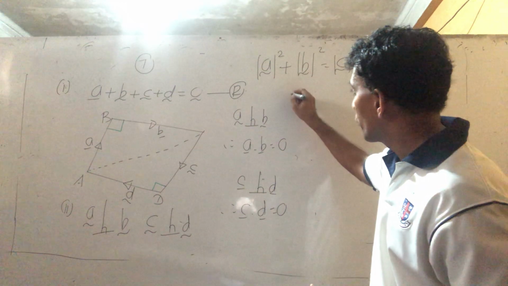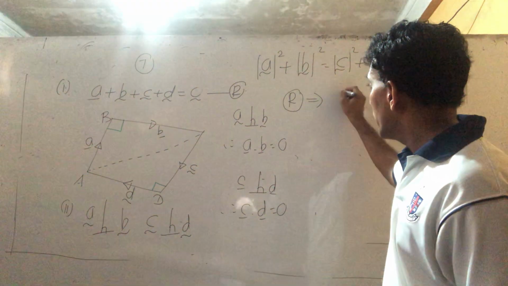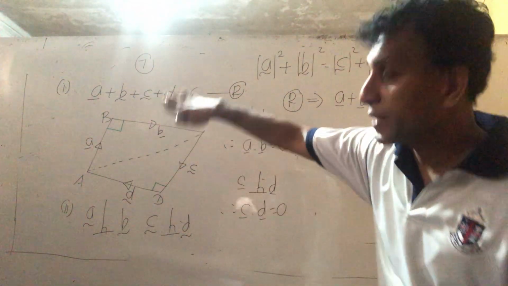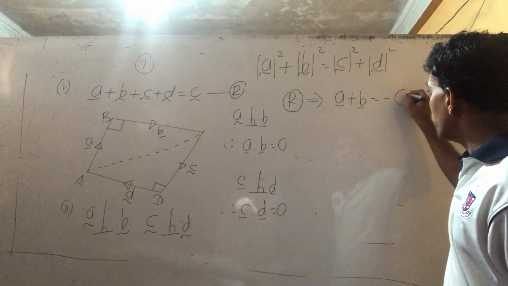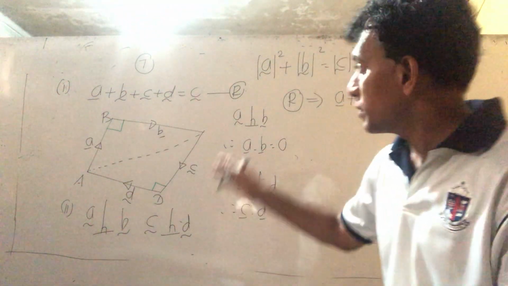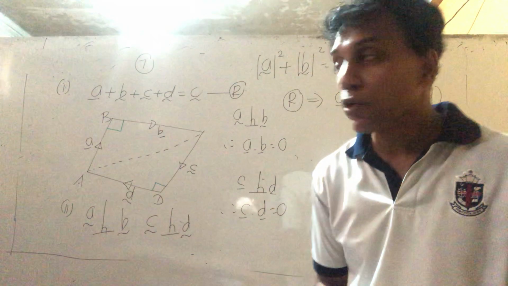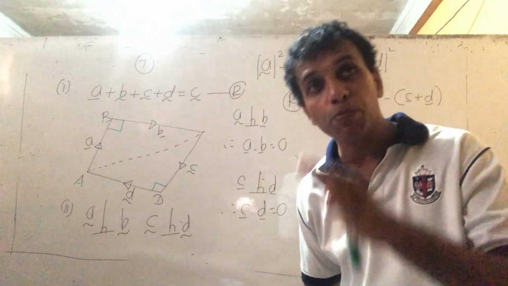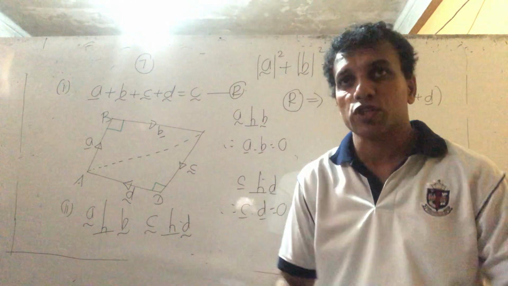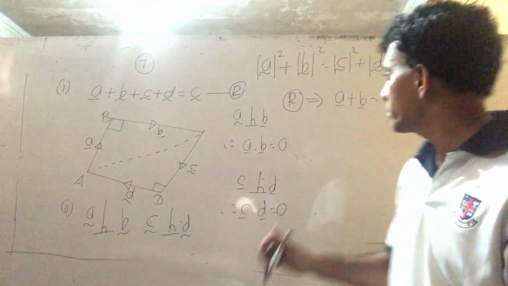Therefore see this, from R I can take A plus vector B equal to what? Take that side, minus into C plus D. That is, A plus B equals minus into C plus D. Now to get this answer, we need mod A square, mod B square, mod C square, mod D square. You have to take the dot product, then only it's possible. So multiply it by itself.